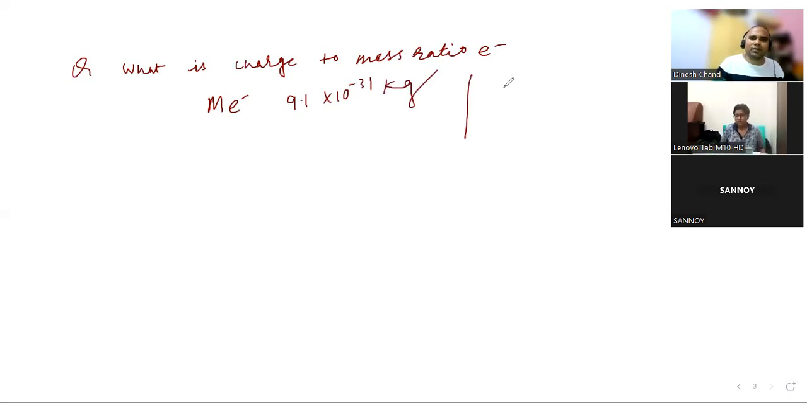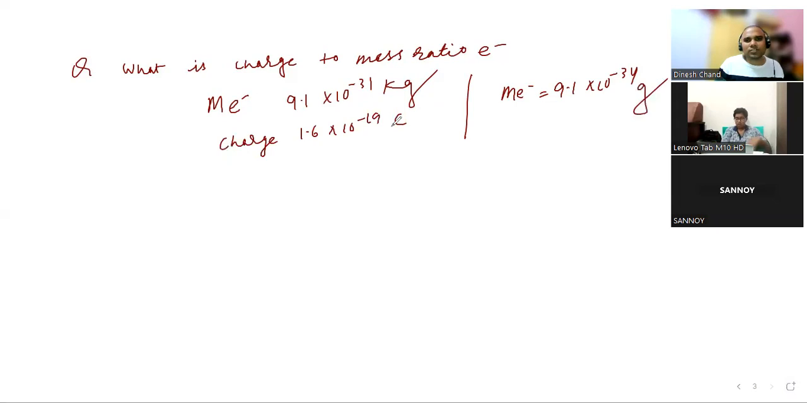Can you tell me the mass of the electron in grams? It will be 9.1 into 10 to the power minus 31 would become minus 33 or 34? Sir, 32, 33, 34, sorry, sir, 34 gram. And the charge you already know, 1.6 into 10 power minus 19 coulomb.